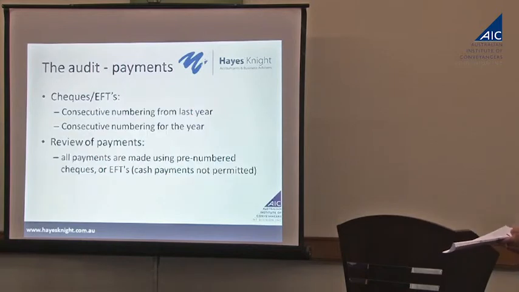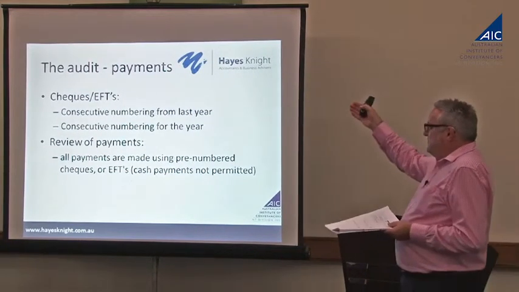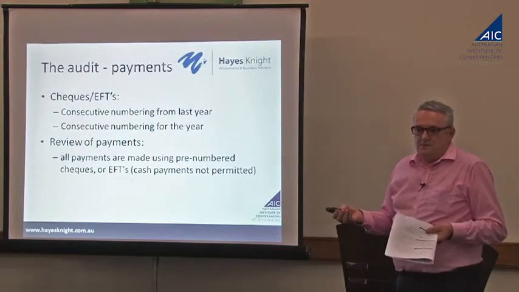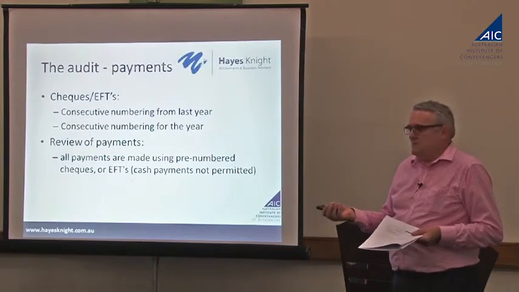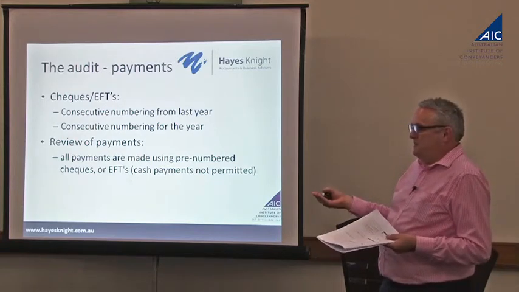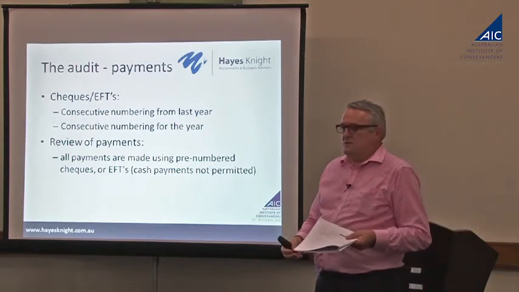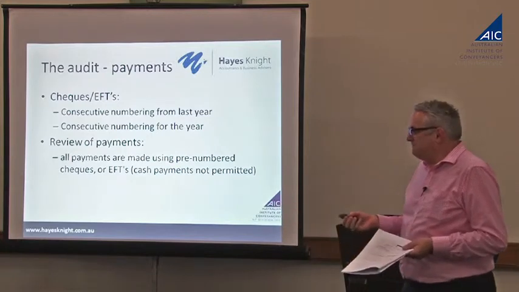So when we're coming along, same thing, we're looking at consecutive numbering from last year, which is usually happening because the bank produces the numbers. Sometimes you order books out and forget that you've ordered one, you get the next one and the whole sequence is missing and we ask why, what's happened to the other one.